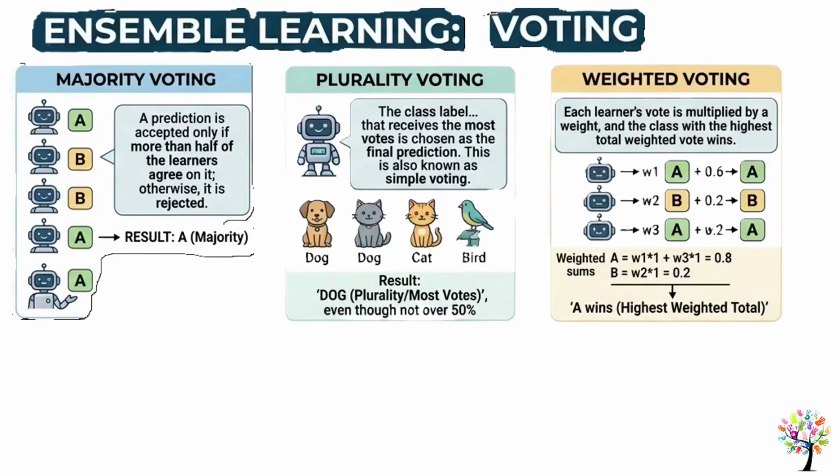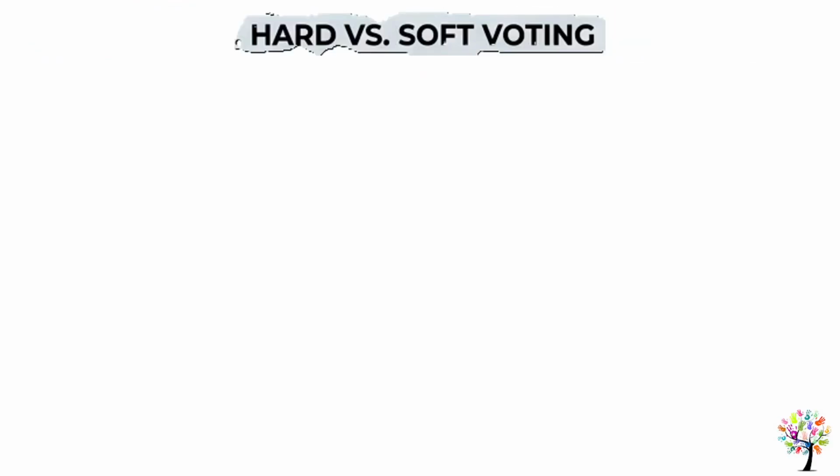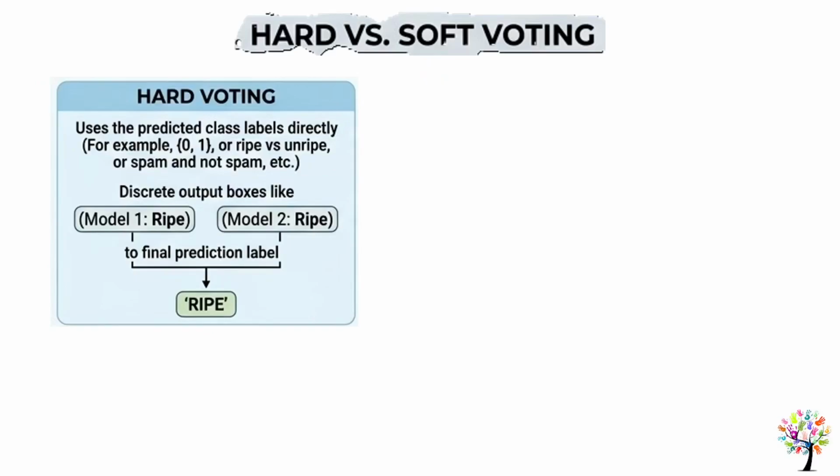Then you get weighted voting, where each learner's vote is multiplied by a weight, and the class with the highest total weighted votes wins. Alright, so we spoke about voting. You get hard and soft voting. Hard voting uses the predicted class labels directly, for example, 0, 1, or ripe and unripe, or spam versus non-spam. Soft voting uses predicted class probabilities, in other words, a model's confidence scores for each possible class.